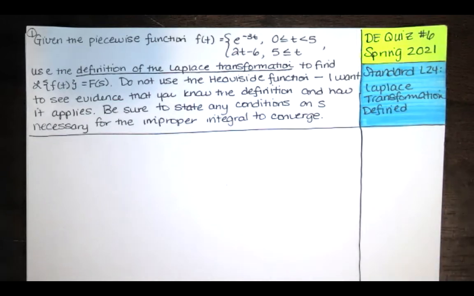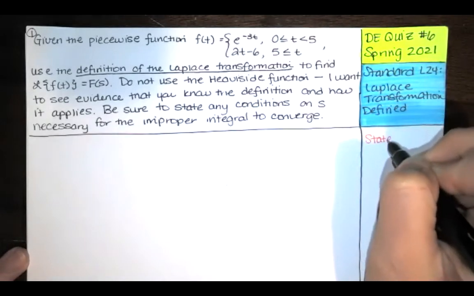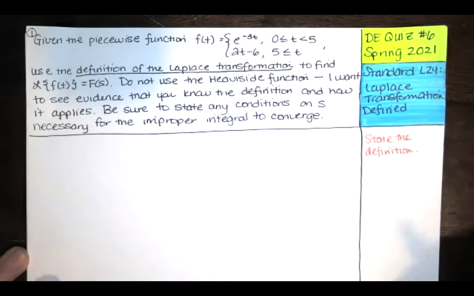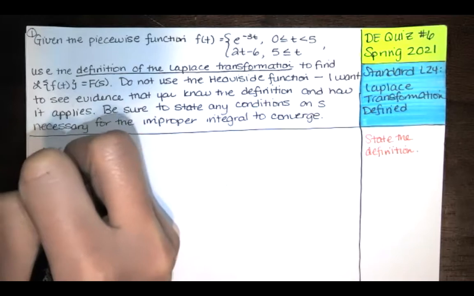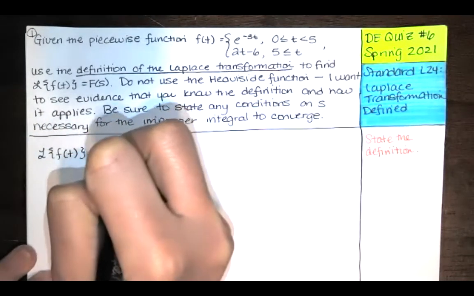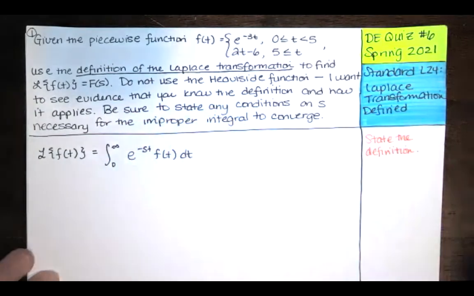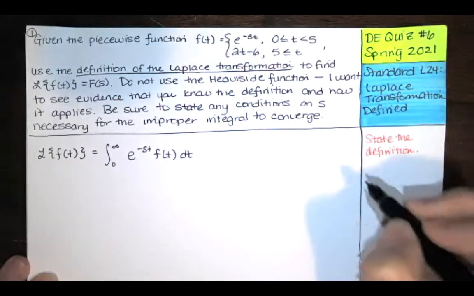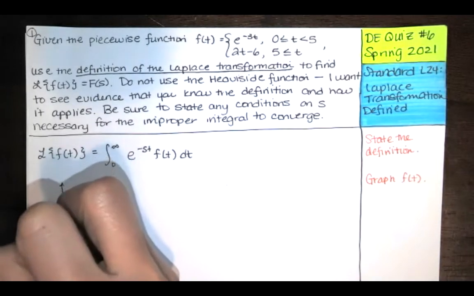So I would start by stating the definition of the Laplace transformation. So we have the Laplace transformation of f of t equals the integral from 0 to infinity of e to the negative st times f of t. Now this is optional, but I prefer to graph this function as well. So you don't have to do this, but if we graph f of t, it can help us visualize what it is we're doing.